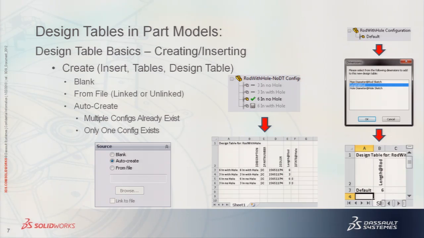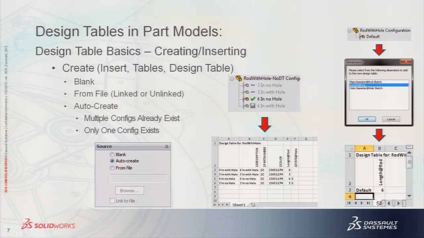It would kind of be a pain because you've got to get all that syntax right that Josh was talking about on the last slide, but you could technically do that, and then you could say from file, browse to the file location, and then you would have the option to either link to that file so you could edit inside or outside of SolidWorks, or not link to that file, and it would just end up being embedded. Now, auto create is what I use most of the time.